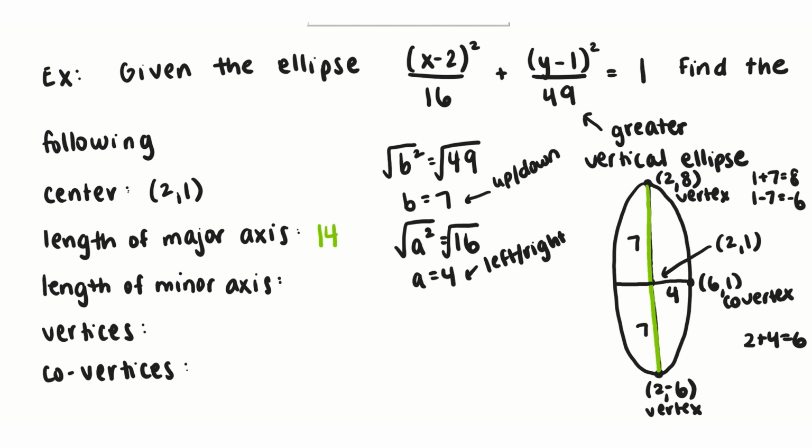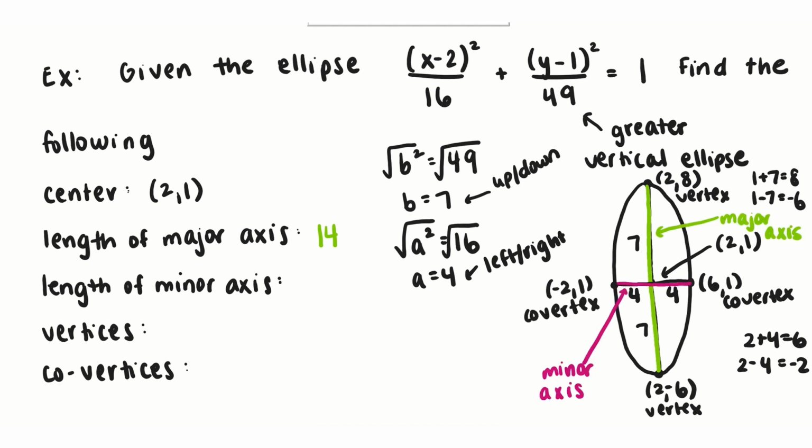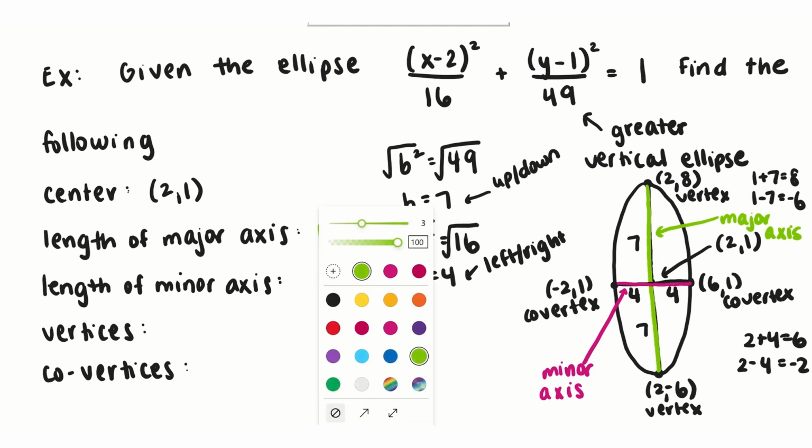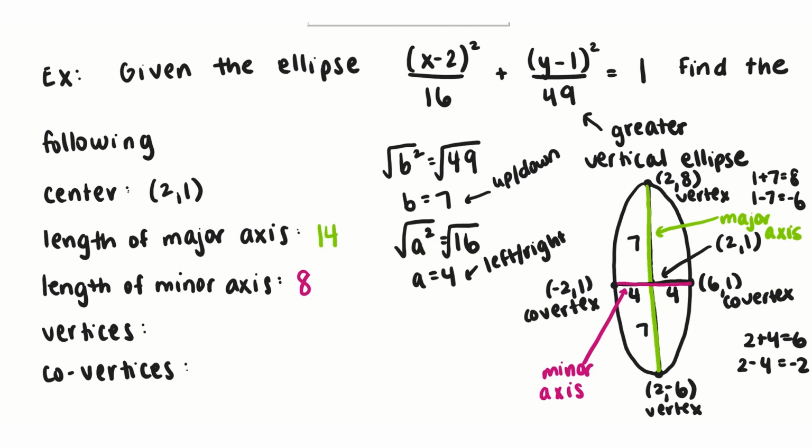And then if I move 4 to the left, then I would just be subtracting 4 from the center. So 2 minus 4 will give me -2. So my other co-vertex will be (-2, 1). So as we can see, my minor axis will be the length from (-2, 1) to (6, 1). So if half of the length is 4 and the other half of the length is 4, then if we were to add those together, we would get 8. So the length of our minor axis will be 8.